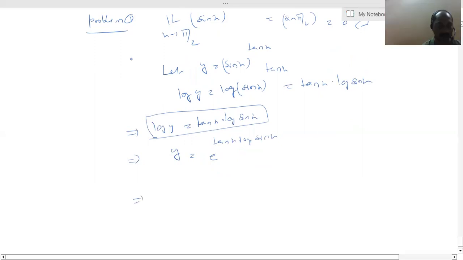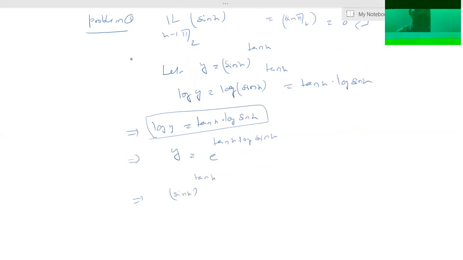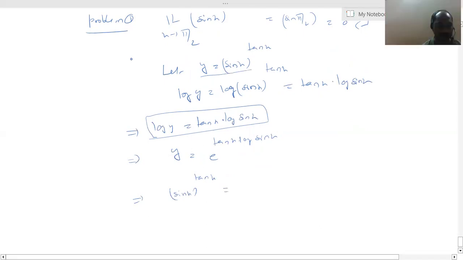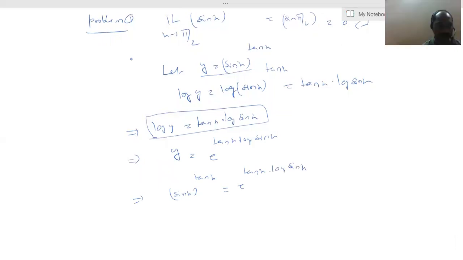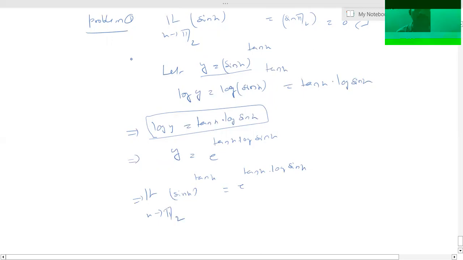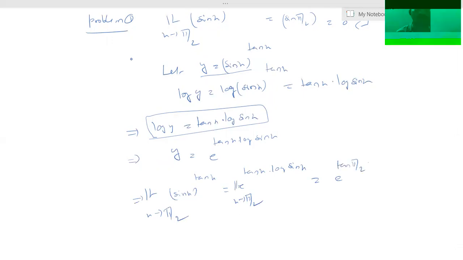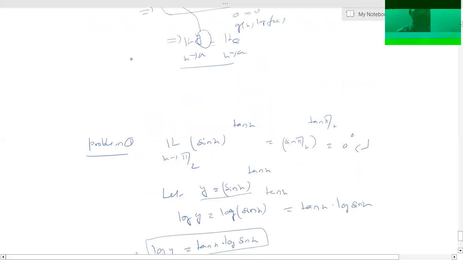Y means sin x whole power tan x. Y we choose as sin x whole power tan x, which is e power tan x into log of sin x. Take a limit on both sides. X tends to pi by 2, not 0. E power tan pi by 2. Oh, here I entered wrongly.